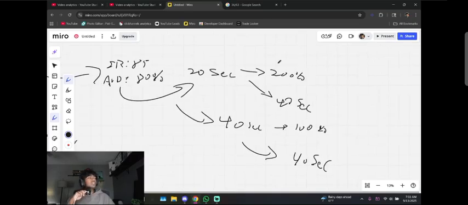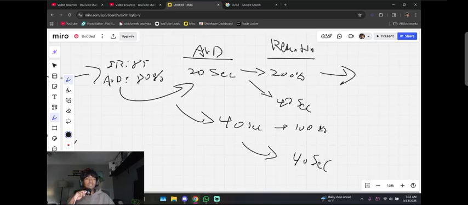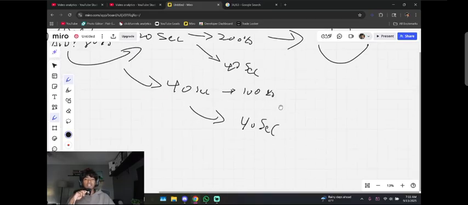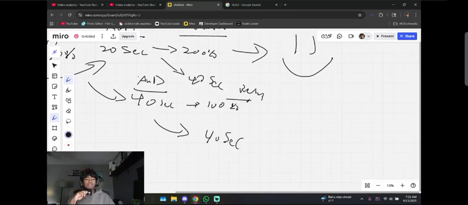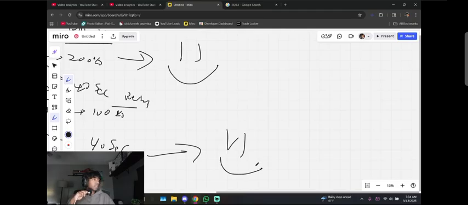So your attention to average view duration ratio is important. If your average view duration is lower, but your retention of your video is higher, this indicates to YouTube that, hey, this is a good video, smiley face. If your average view duration is higher and your retention is lower, that's going to indicate to YouTube that, even though your retention is lower, your average view duration is higher, so, hey, smiley face, this is a good video, all right?